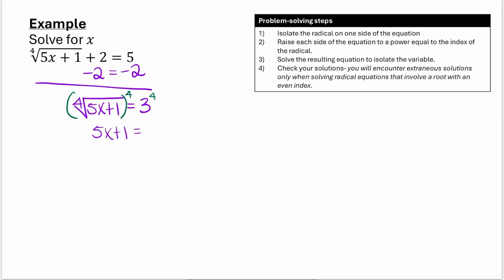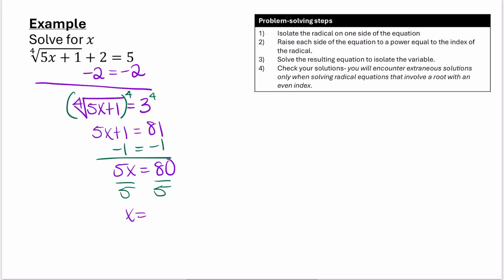So now I need to solve for x, so I'm going to work on isolating the variable. I'm going to subtract 1 from both sides, and that gives me 5x equals 81 minus 1, which is 80. Now I'm going to divide both sides by 5 to solve for x, so that gives me x is equal to 80 over 5, which is 16.